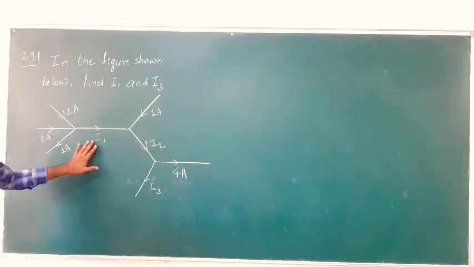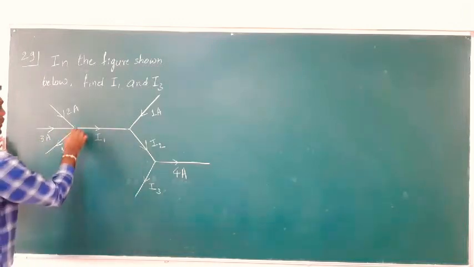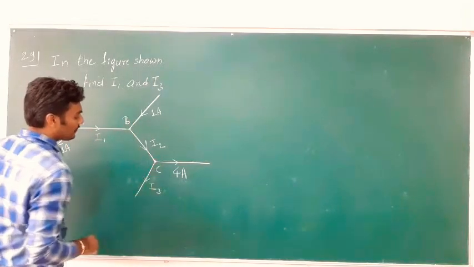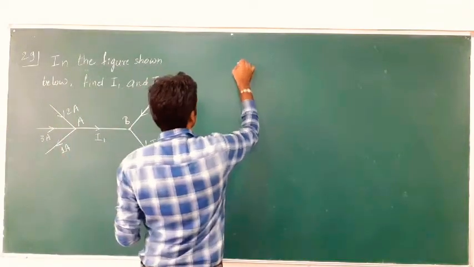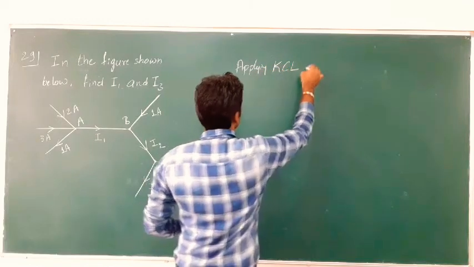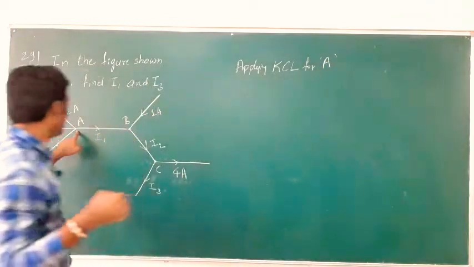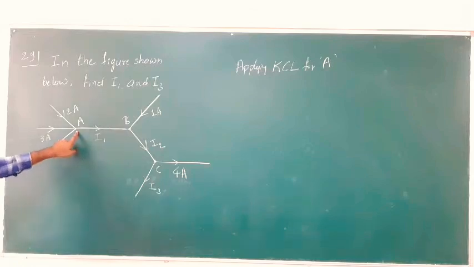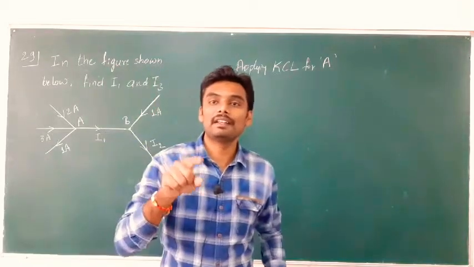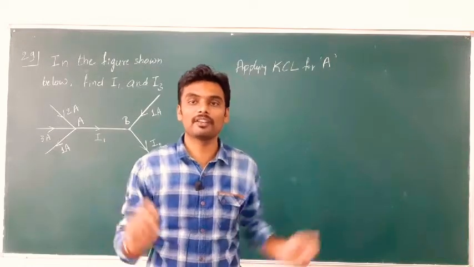Let me first solve for I1 here. Let me name the points as A, B and C. I'll write it in detail. Applying KCL for node A. At point A, I am going to apply Kirchhoff's current law, KCL. What does KCL state? KCL states that the total current entering the node is equal to the total current leaving the node. Keep this much in mind, that's enough.